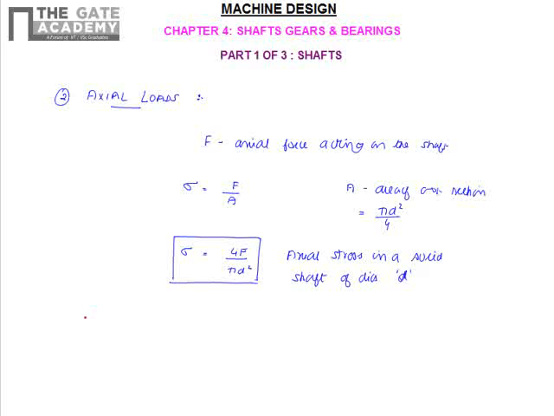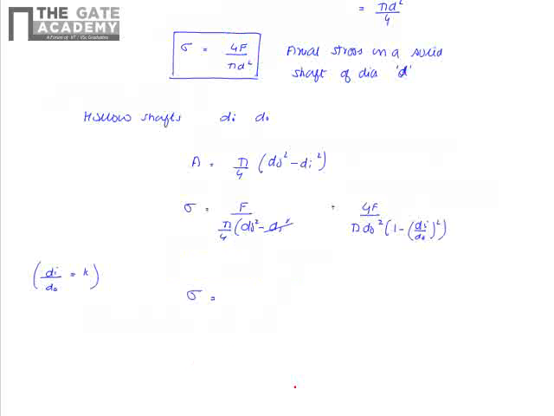Now what about hollow shafts with the inner diameter di and outer diameter do? In this case, for the hollow shaft of inner diameter di and outer diameter do, the area is given as pi by 4 into do square minus di square. Therefore the axial stress is given by F by pi into do square minus di square by 4.